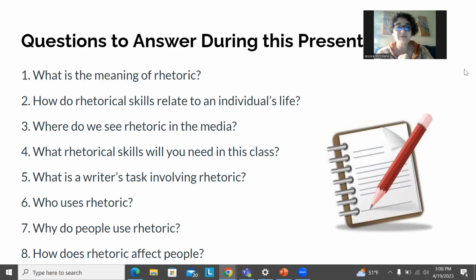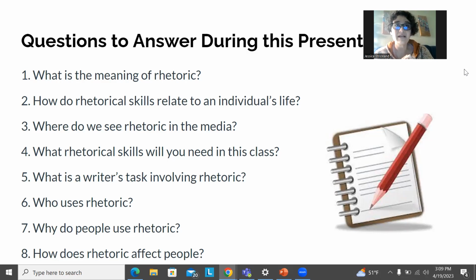What rhetorical skills will you need in this class? Well, you will need the ability to integrate pathos, logos, and ethos into your essays to make them effective. What is a writer's task involving rhetoric? Understanding its influence on readers. Who uses rhetoric? We all use rhetoric. Why do people use rhetoric? To communicate effectively. And how does rhetoric affect people?